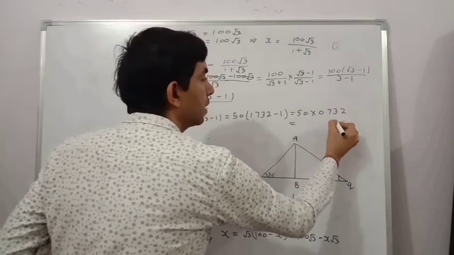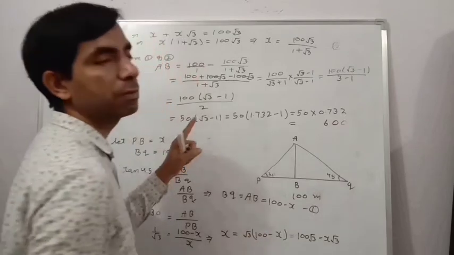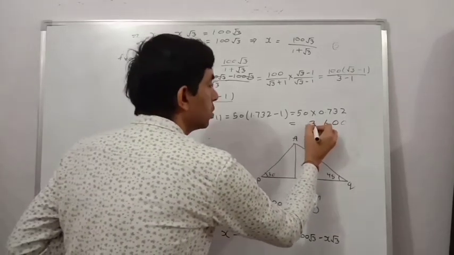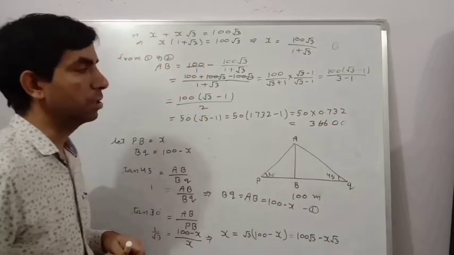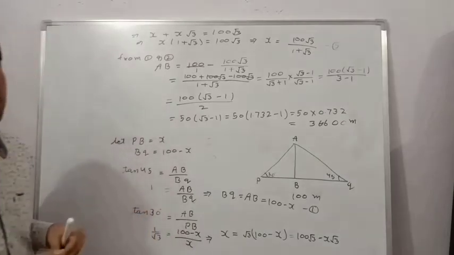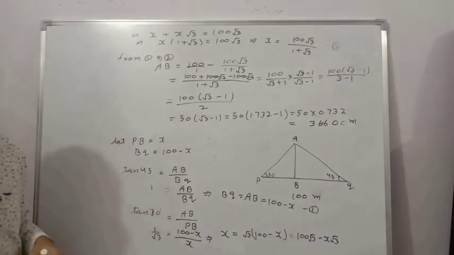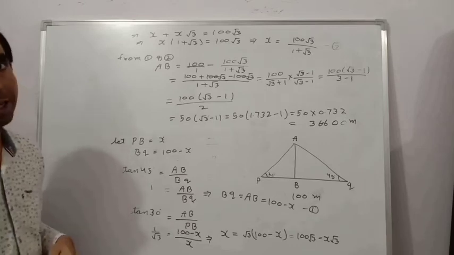0 is 0, 5 times 7 is 35, carry 3, and so on. We get the decimal after 3 digits. Then we get 36.6 meters. It is our answer. By this method, we can calculate this question. So let's take another question next.